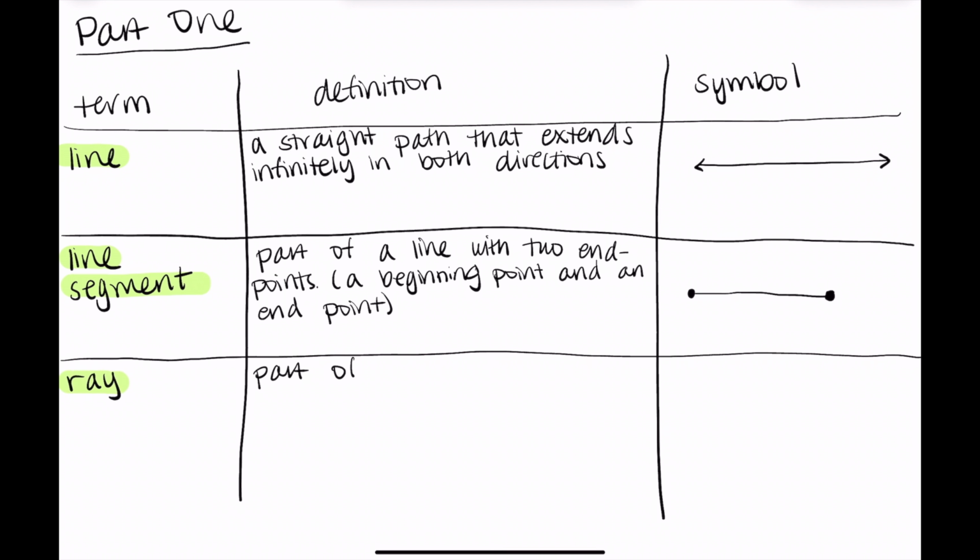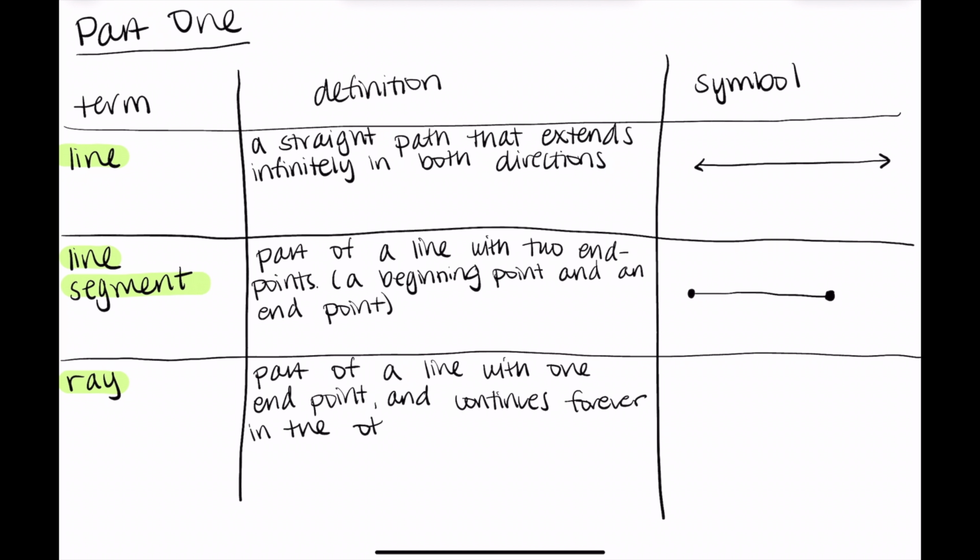The next term we're going to define is a ray. And a ray's definition is, again, it's part of a line with 1 endpoint and it continues forever in the other direction. So we already know from a line segment what an endpoint looks like, and we know what happens when something continues forever, right? So a ray is kind of a mixture of a line and a line segment. As you see here, we have 1 endpoint, a line, and then an arrow to show that it continues forever in that direction.